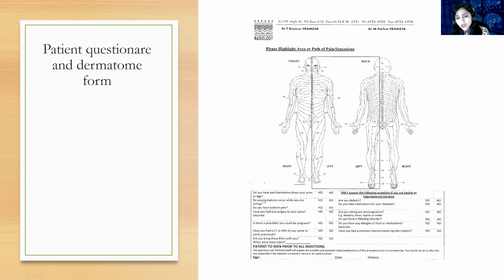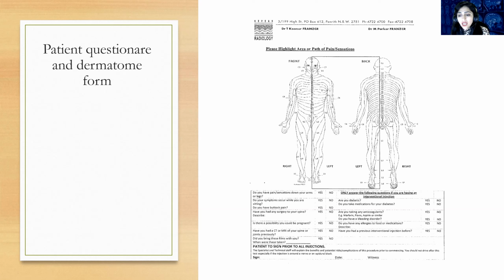And the important questions you ask: do you have a pain sensation down your arms or legs, or buttock pain? And then questions about, are you diabetic? Because if the patient is diabetic, we only give 1 ml of Celestone. Otherwise, we can give 2 ml of dexamethasone as well. And if the sugar is uncontrolled, if the sugar level is more than 10, we usually do not use spinal injection in those patients.